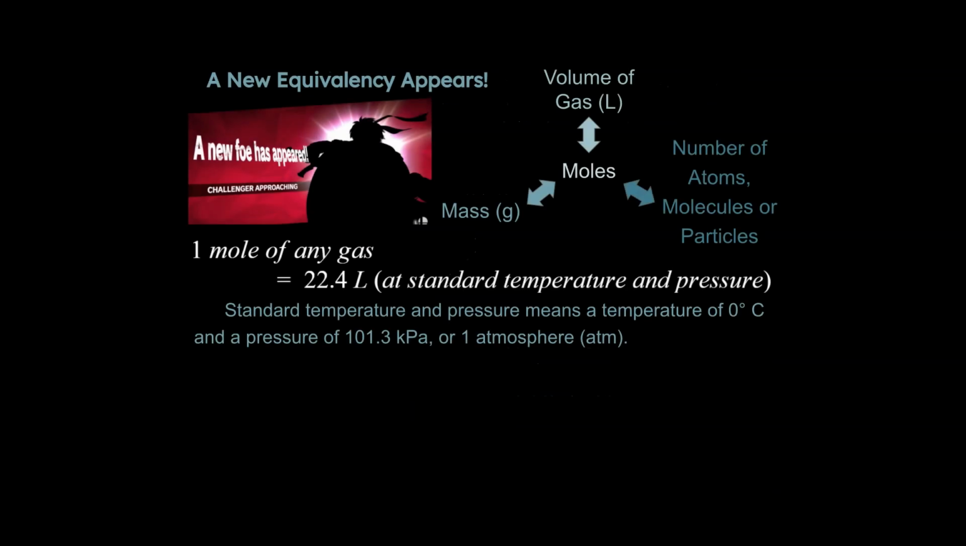First of all, we do have a new equivalency. An equivalency would be where we can set things equal to each other, and we know that they're true. Like an equivalency could be 60 minutes is equal to 1 hour, or 1 dozen is equal to 12 objects, 12 of whatever it is we're talking about.